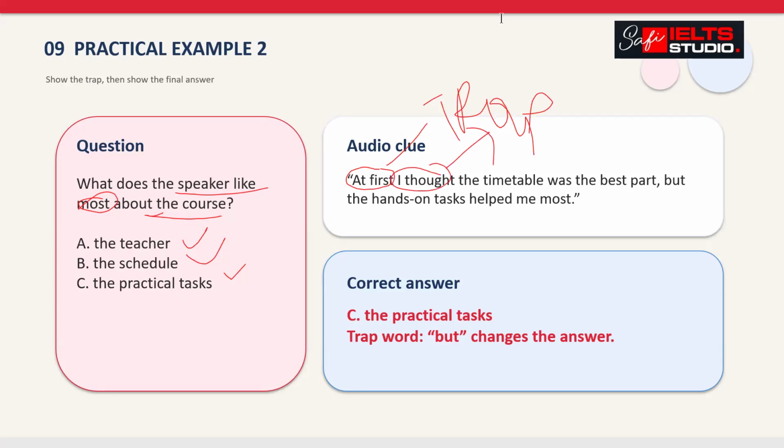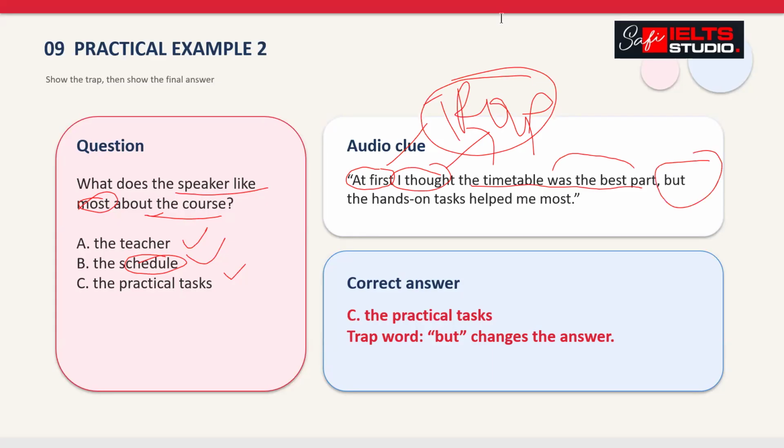The timetable was the best part. At first I thought the timetable was the best part. So now you hear timetable, and most of the time students start selecting it too early. They think schedule can be the right answer, but schedule cannot be the right answer. Why? Because he said, at first I thought, and I told you that at first and I thought, both of them are trap words. So make sure you understand them.